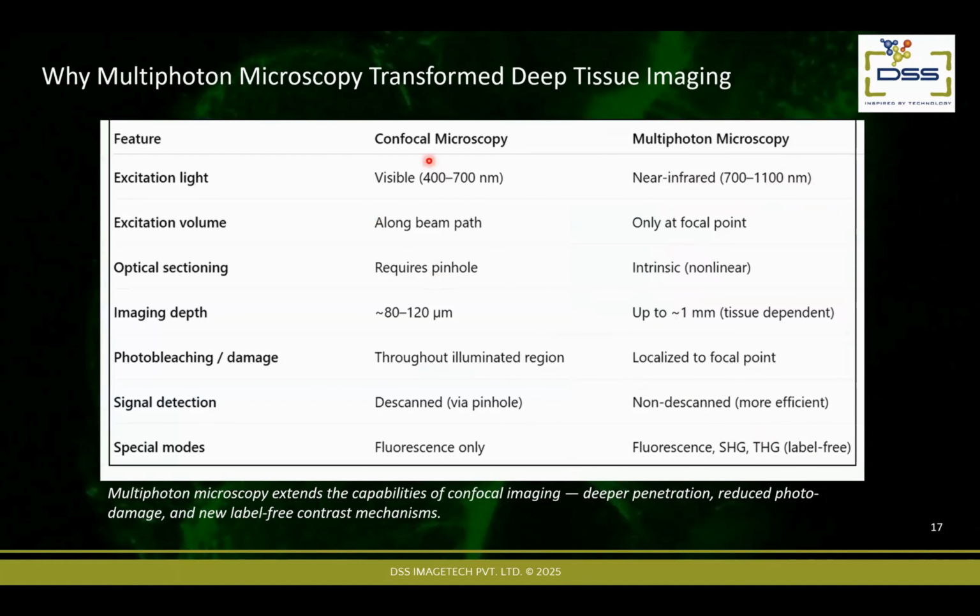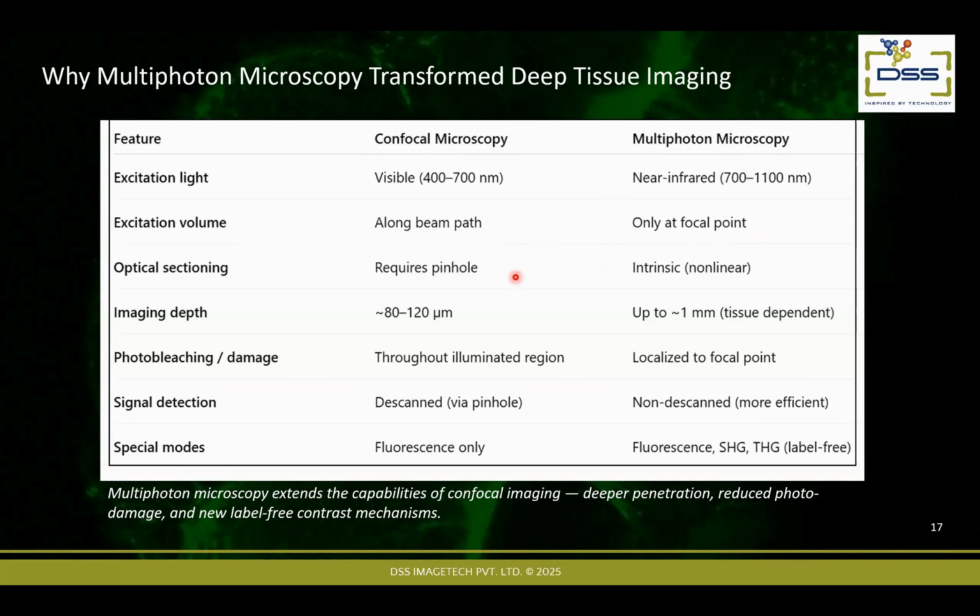And here's a rough comparison between confocal microscopy and multiphoton microscopy. The excitation light, as I mentioned, is in a visible range at 400 to 700 nanometers. And with multiphoton, we have excitation with near infrared light in the wavelength range of 700 to 1100. The excitation in confocal microscopy is done along the entire beam path, so the whole sample is illuminated. In multiphoton microscopy, illumination is happening only at a focal point.